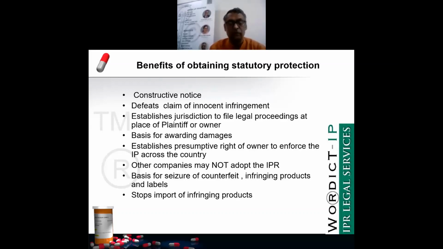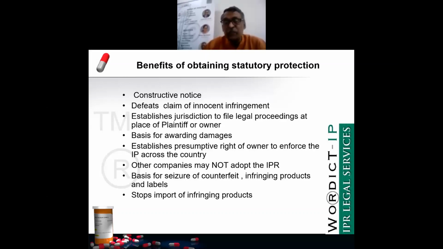Then the registration also establishes the presumptive right of the owner to enforce the IP across the country. You can enforce it once you have a registration. You can enforce the IP across the country. Other companies may not adopt the IPR. Once you are registered, people will know that you are registered, and then they will try avoiding adopting a similar trademark or filing for a patent for a similar technology, or with regard to copyrights and designs also.